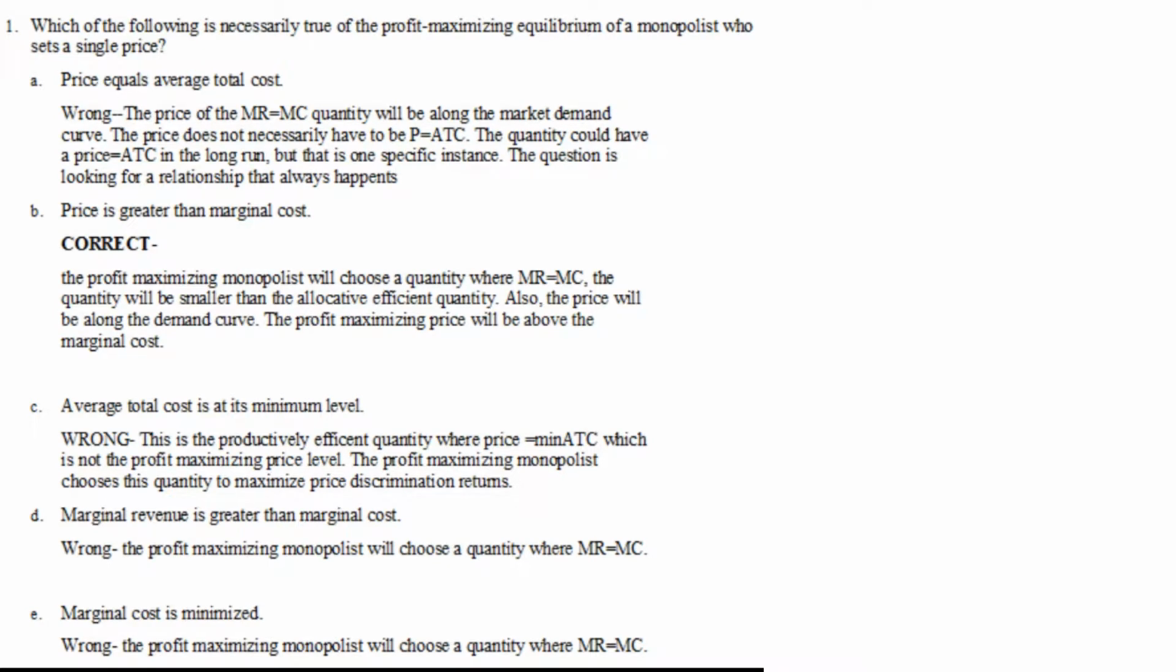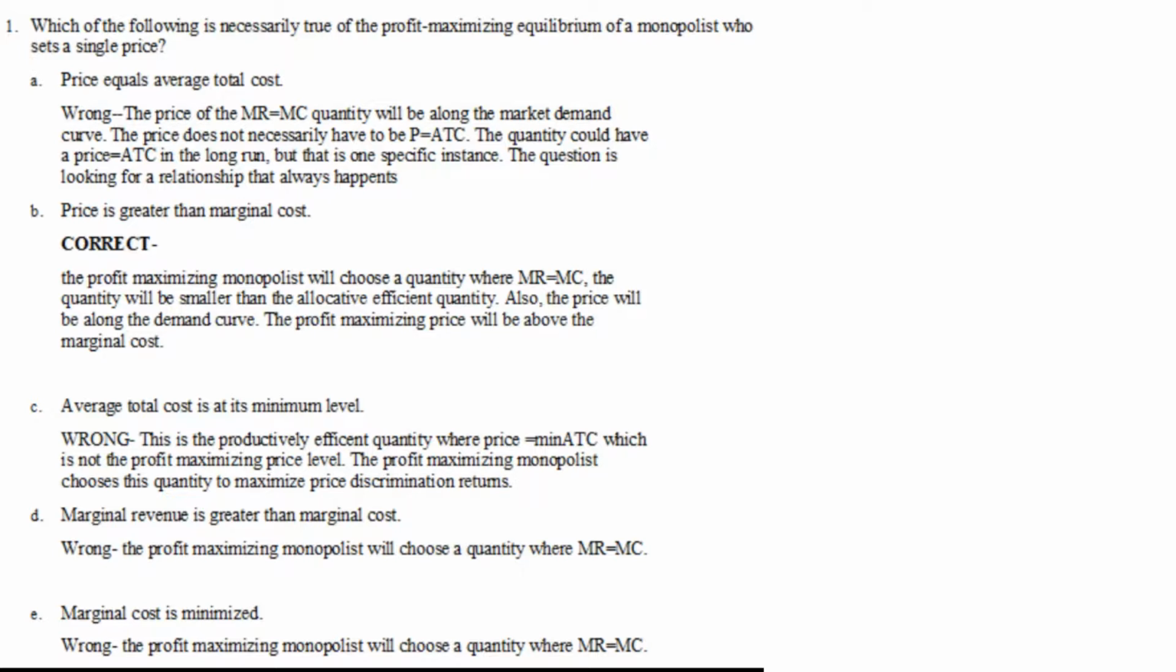First question. Which of the following is necessarily true of the profit maximizing equilibrium of a monopolist who sets a single price? Answer A is wrong. The price at the quantity where marginal revenue equals marginal cost will be along the market demand curve. The price does not necessarily have to equal ATC, average total cost.